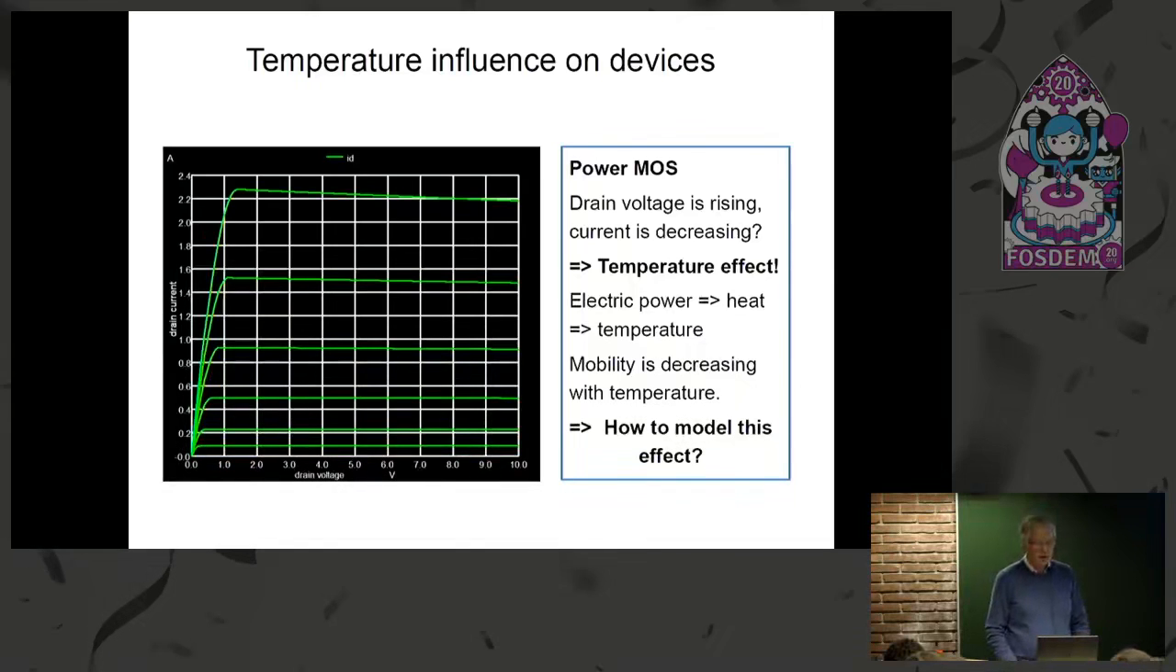X-axis is the drain voltage, Y-axis is the current. And what is happening? Well, you increase the drain voltage and the current is decreasing somehow. So this is strange, yeah? Do we have negative resistance in our MOS device? No, it's a very simple thing.